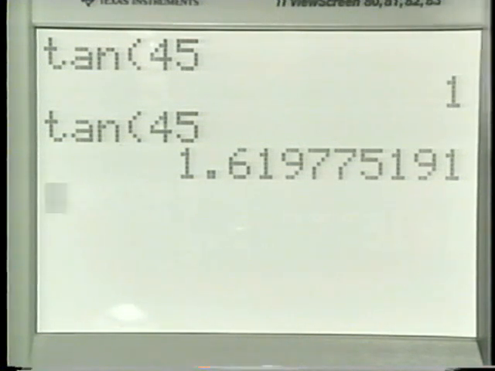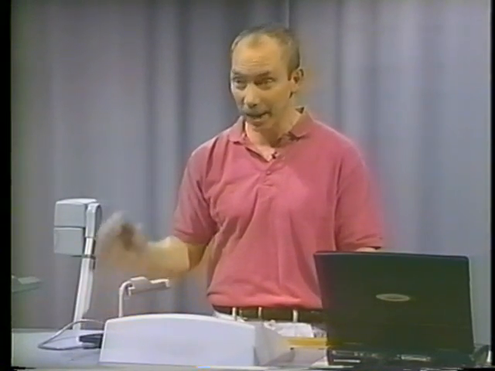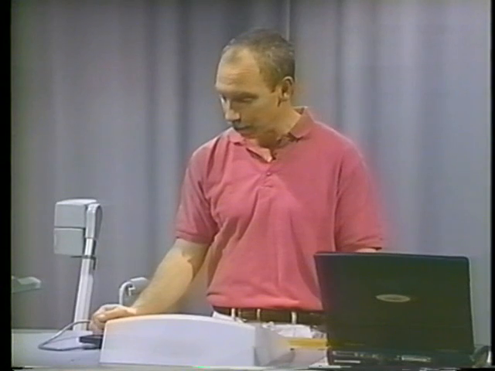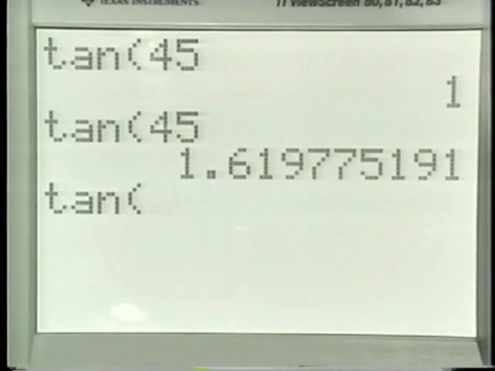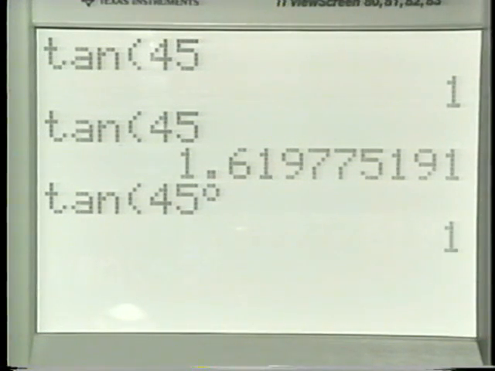Okay? Why? Because it thought when I typed the 45 that it was 45 radians, and it gave me the tangent of that. Okay? Now I can do it in radian mode, but I have to tell it what the deal is. I can go tan of 45, but I have to tell it it's 45 degrees. Okay? How would I tell it degrees? Remember, second angle degrees. Okay? And now, even though I'm in radian mode, it's going to say, I know he said degrees, he means degrees. Okay? And it's going to give me the correct answer, which is 1.